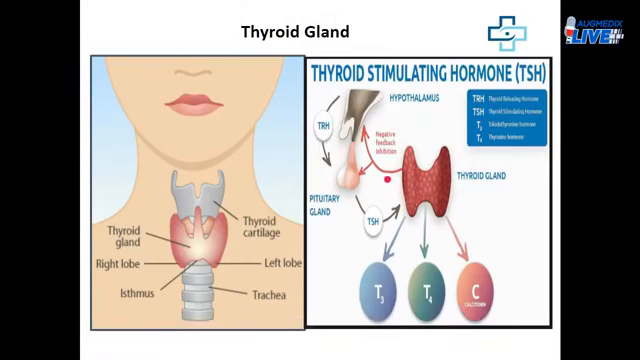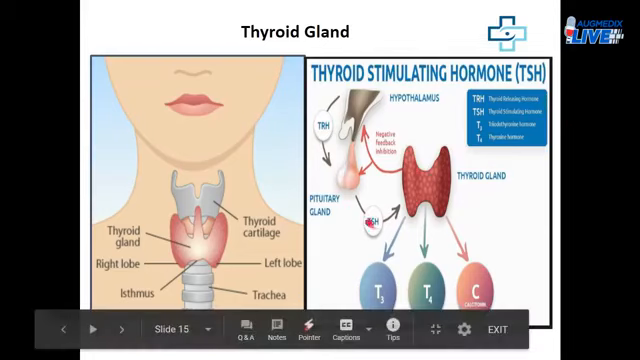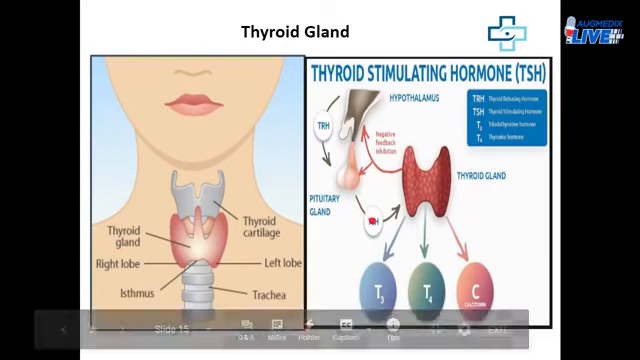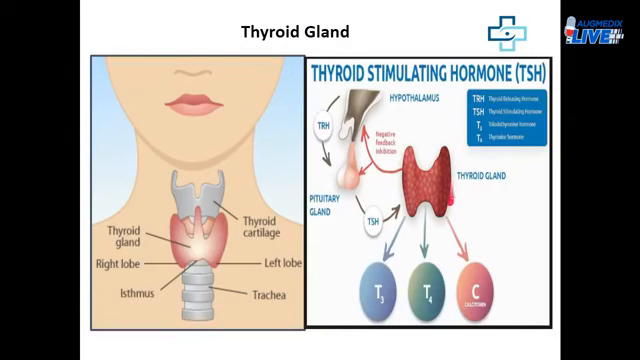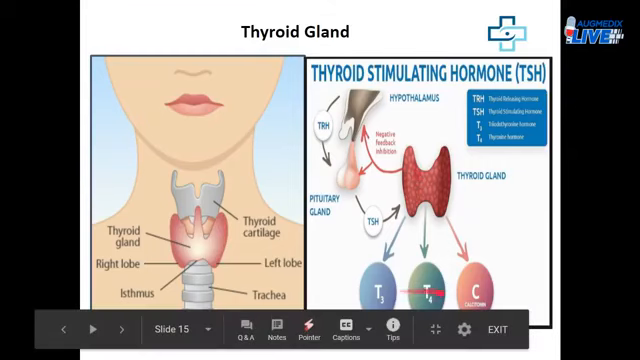So the thing I just discussed about TSH: as you can see, this is the pituitary gland. It is releasing TSH. Now the TSH is stimulating the thyroid gland to release its hormones. So the thyroid gland is releasing T3, T4, and calcitonin. So these are the four hormones you have to remember, including TSH.